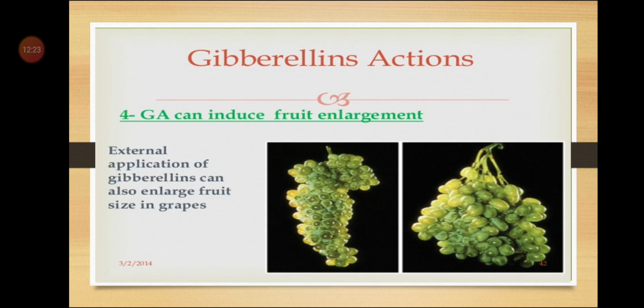Next, gibberellin induces fruit enlargement. You can see these two examples. First, the grapes are very small. Here you can see the enlarged, big-size grapes, because gibberellin is applied. When we apply gibberellin externally, it induces fruit enlargement and enlarges the size of the grapes.